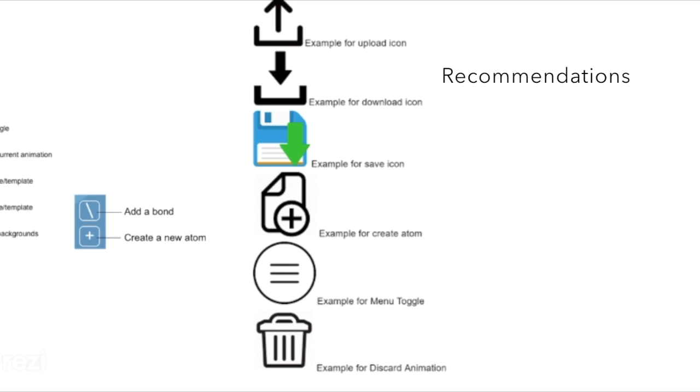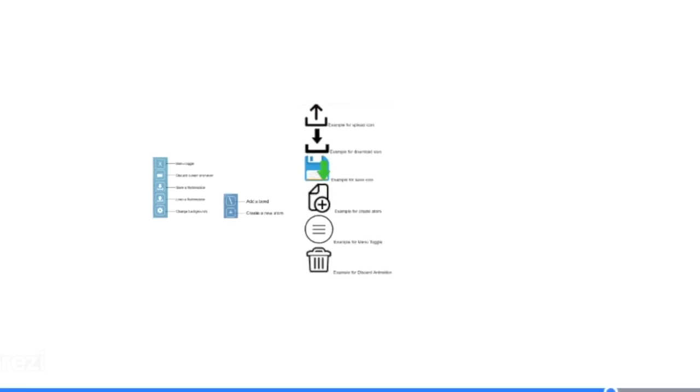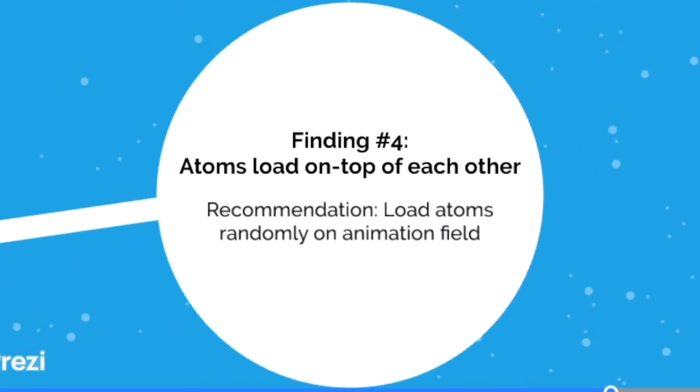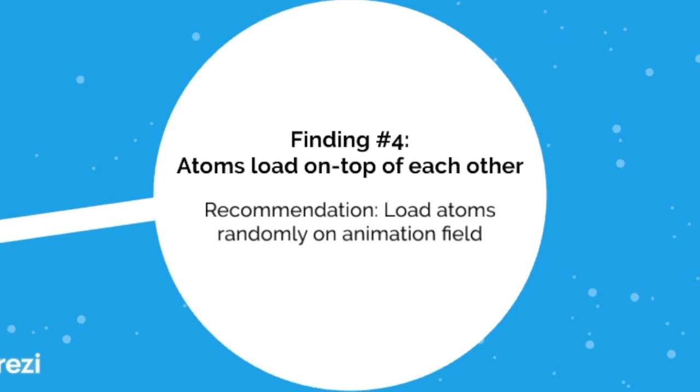According to Jakob Nielsen, icons should be made consistent, and may even possess text labeling. Here are some examples of consistent icons that have recognizable functions according to their designs. Finally, issues were present with respect to loading new items. Users dropped too many items onto the screen because new atoms and bonds load on top of one another. This lowers the efficiency of being able to create molecules as well as the overall learnability of the app.